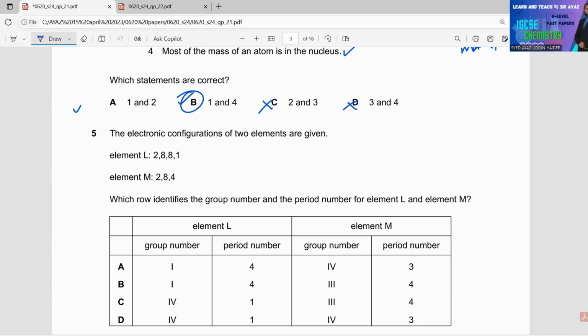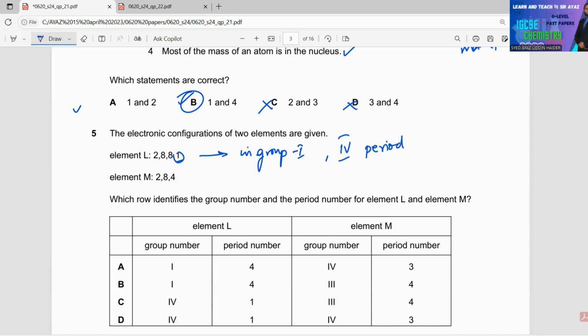Now looking at the electronic configuration for element L, you can easily decide it must be in group 1. The reason is that the valence electron is 1. So it must be in group 1. What about the period number? If you look at the configuration, there will be 4 shells. So it must be in the 4th period.